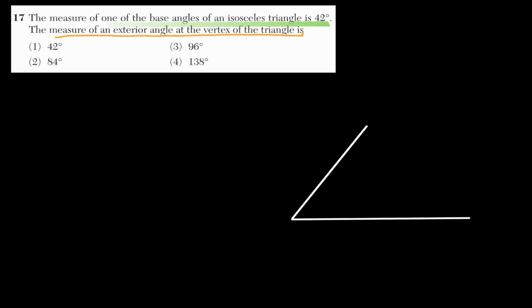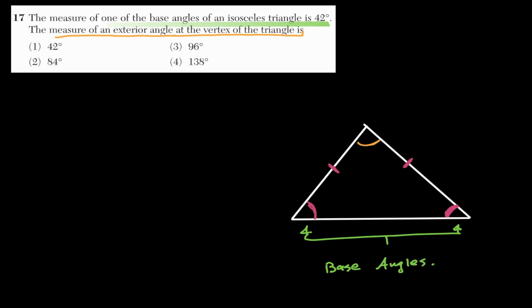In question 17, we're given that the measure of one of the base angles in an isosceles triangle is 42 degrees, and what we would like to know is the measure of the exterior angle at the vertex of our triangle. So let's visualize this. Here we have our isosceles triangle. If it's an isosceles triangle, there are two congruent sides, and the angles opposite to them are congruent as well. These congruent angles are what we refer to as base angles, and this angle that is not congruent is what we refer to as the vertex angle.